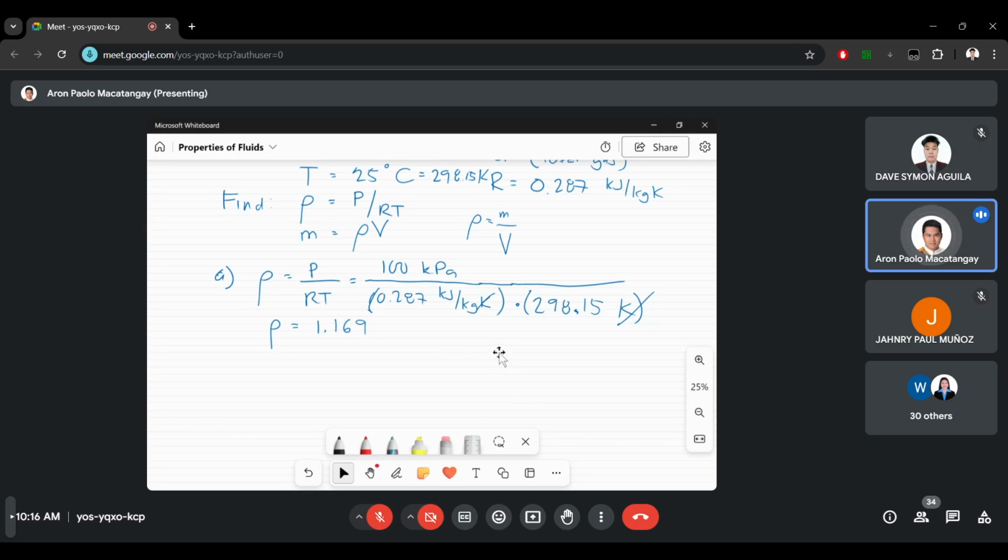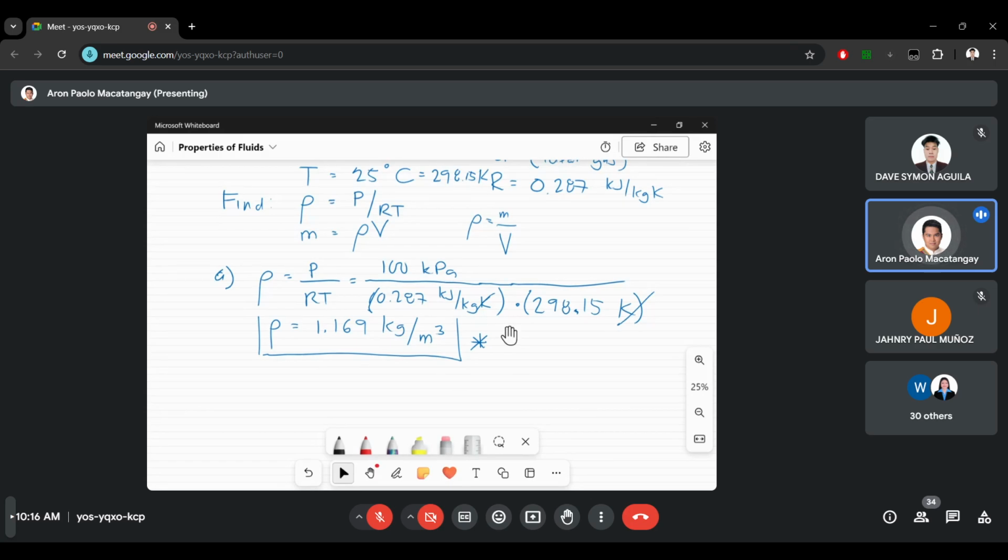Okay. So, if you will follow the solution, since all your given numbers are in SI, then the value of density that you will get will be kilogram per cubic meter. I expect that your final answer will be like this for letter A. So that's your density.